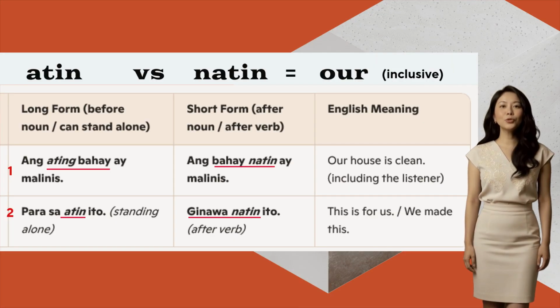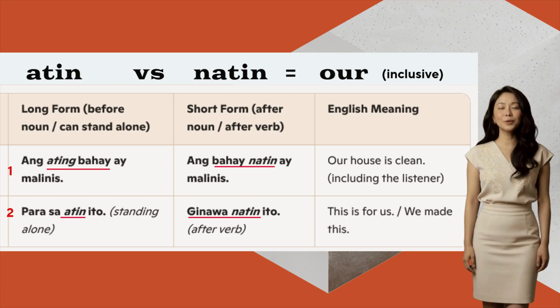Now let's move on to atin versus natin, which means our in English. Both forms are inclusive, which means they include the person you're talking to. So just like the other long form and short form pairs, the difference is in the placement, not the meaning. So we have 2 examples here.